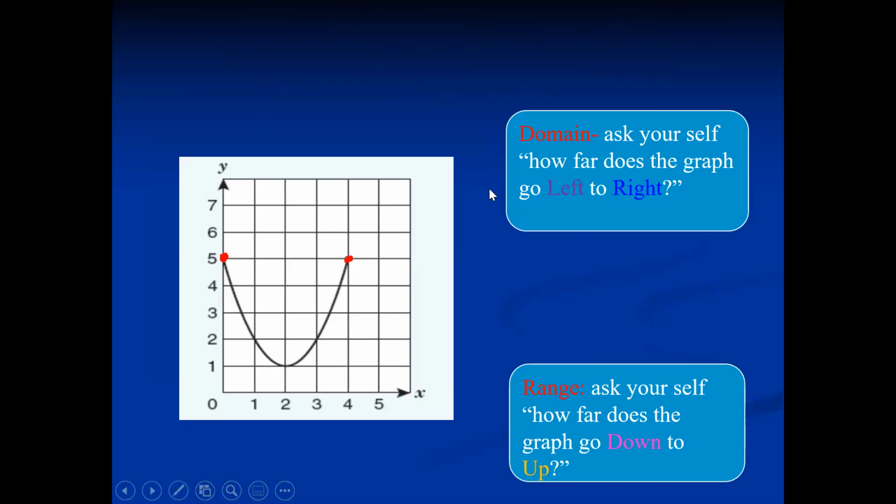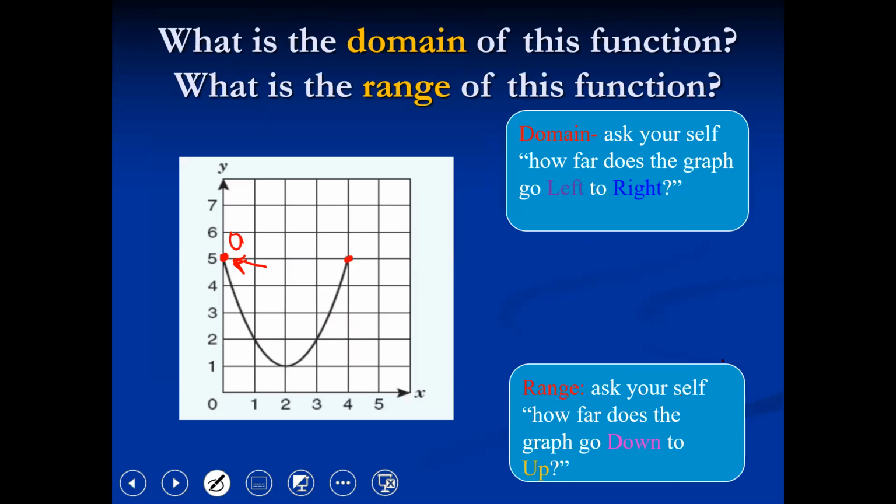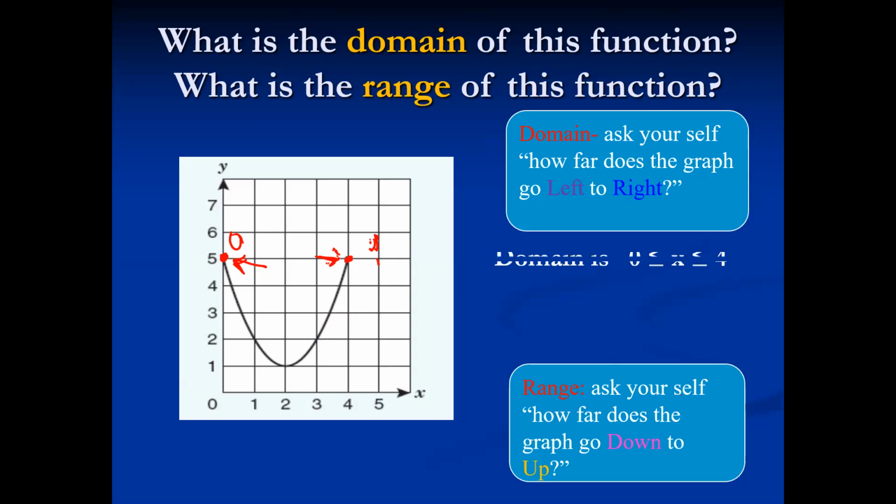All right, let's take a look at this question here. Domain, how far does it go this way? Looks like it's at 0, isn't it? How far does it go over to the right? It looks like it stops at 4. So I would say that my domain is from 0 to 4.